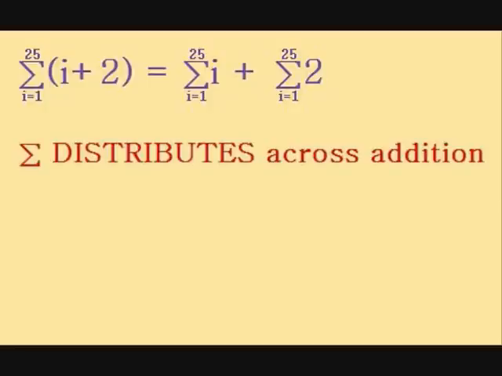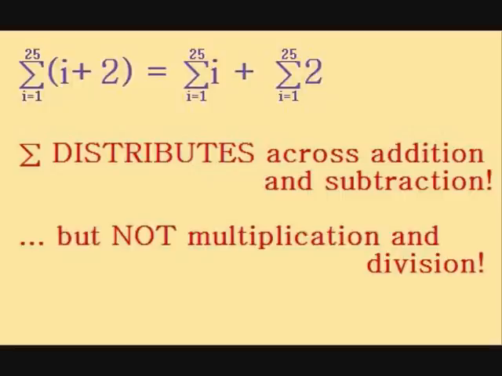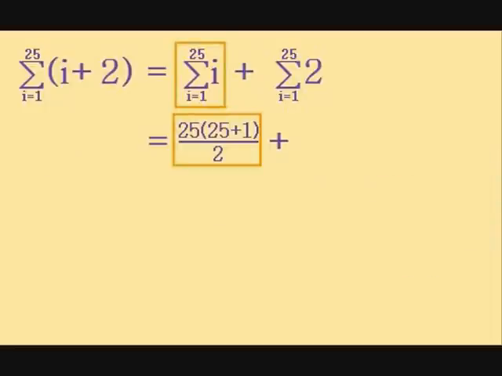It also happens that it distributes across subtraction, but not across multiplication or division, so don't try to do this to simplify products of two or more expressions. Now, the first of these two sums here is the sum of the first 25 integers, which we have a formula for. This is 25 multiplied by 25 plus 1, divided by 2, if you remember from the last example.